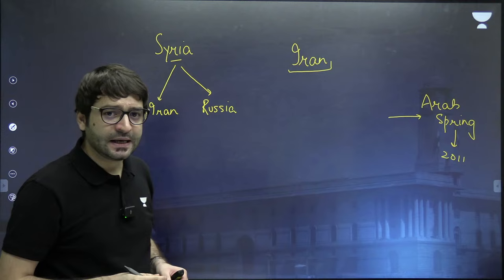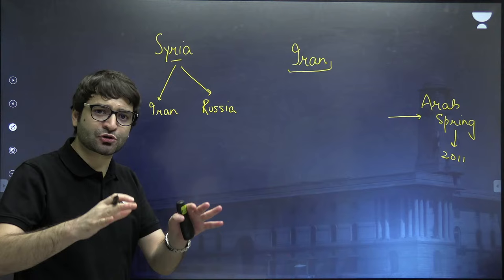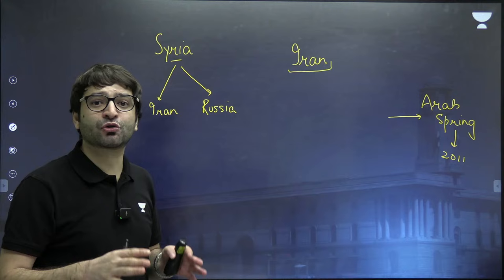And ultimately, Bashar al-Assad, he stayed firm and he continues to rule Syria. Although there are territories in Syria which are under the control of protesters, which are backed by United States, backed by NATO.